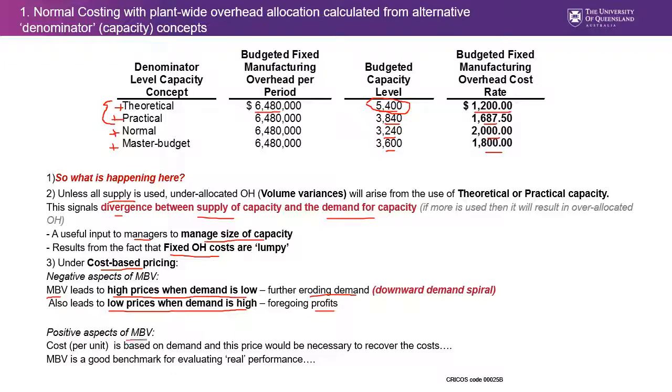Some positive aspects of master budget volume as the denominator level capacity concept is that the cost per unit is based on demand, and this price would be necessary to cover the costs. And master budget volume is a good benchmark for evaluating our real performance against. So if we found we had under or over allocated overhead, we could then look at what we actually achieved versus what we budgeted, and it would alert us to any significant differences that should have been managed by managers.